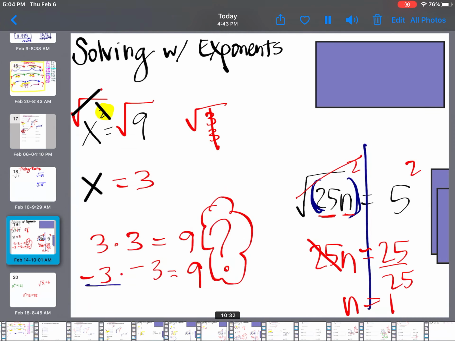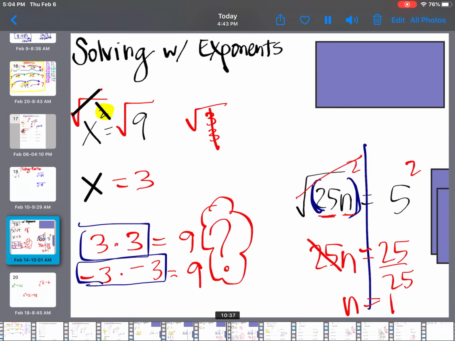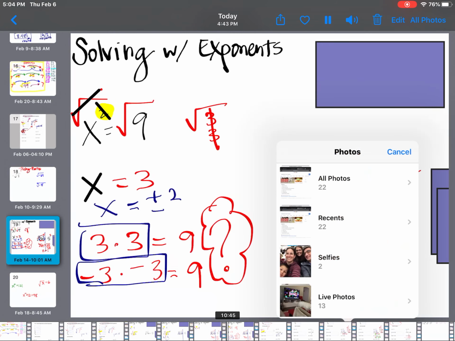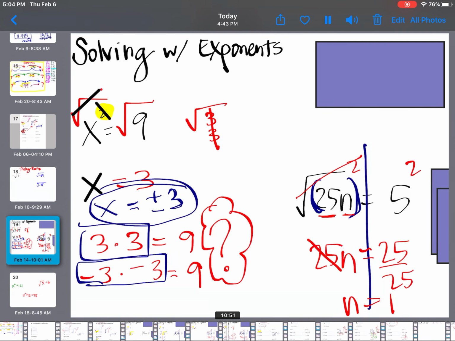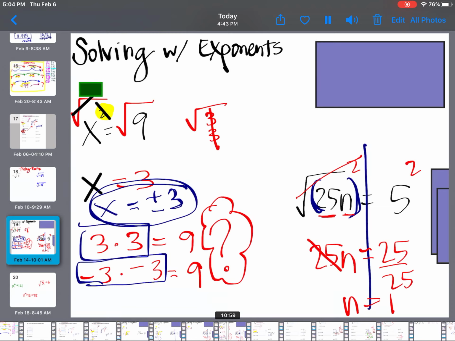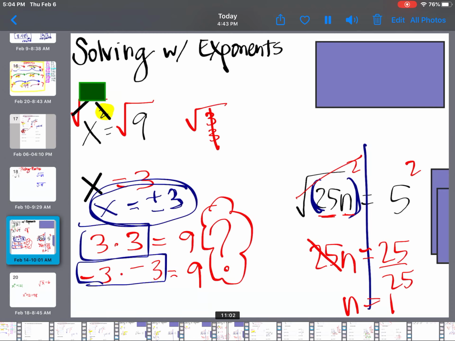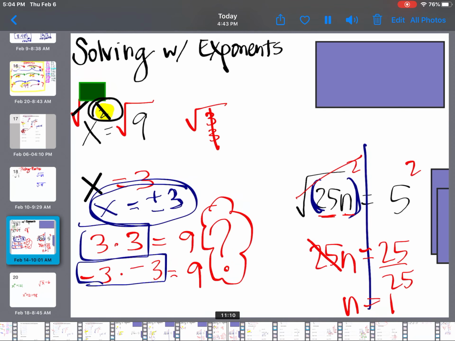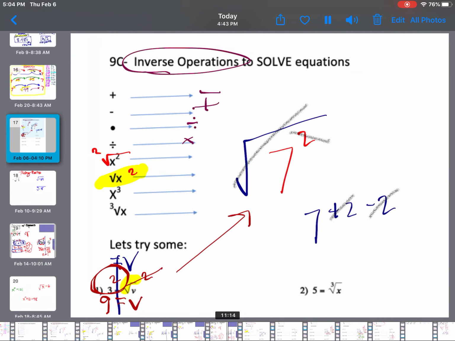Well, if you have a problem that has a squared in the original equation, both of them are going to be the answer to your question. So this one has two answers, a positive 3 and a negative 3. And right up here by the green square, that's how you can tell this problem is going to have two answers, because it started with a squared.